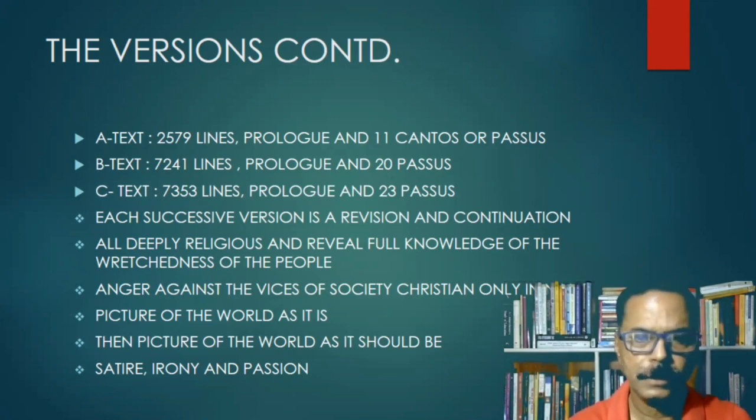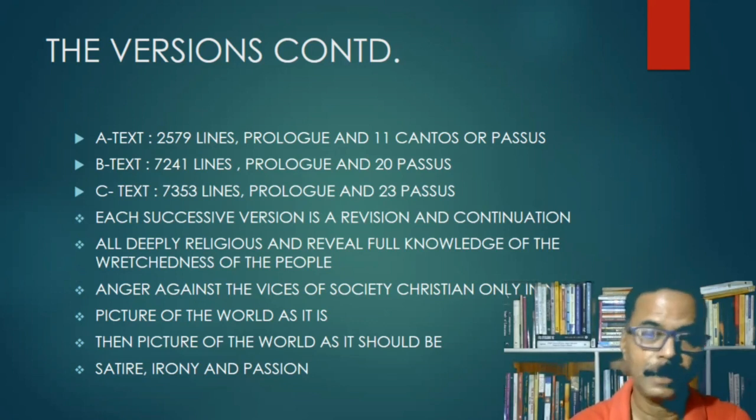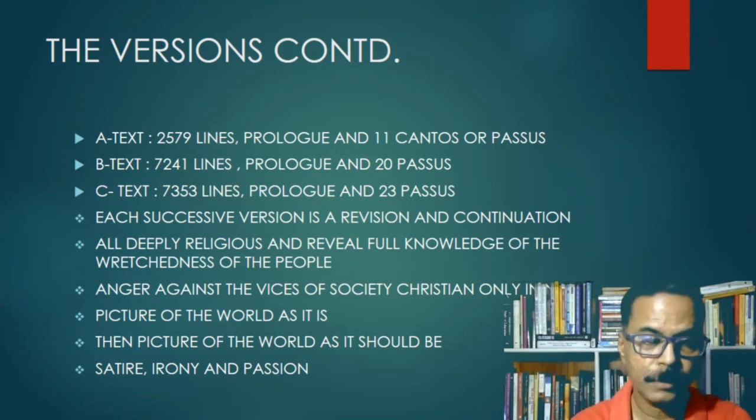These are all deeply religious and reveal full knowledge of the wretchedness of the people, the misery of the people. So Langland is here talking about the wretched of the earth. The poem represents the anger against the vices of society, Christian only in name. This is the allegorical interpretation of the poem. It represents the vices of society, Christian only in name. So the society is straying away from its right path. That is what the poem rues or complains about.